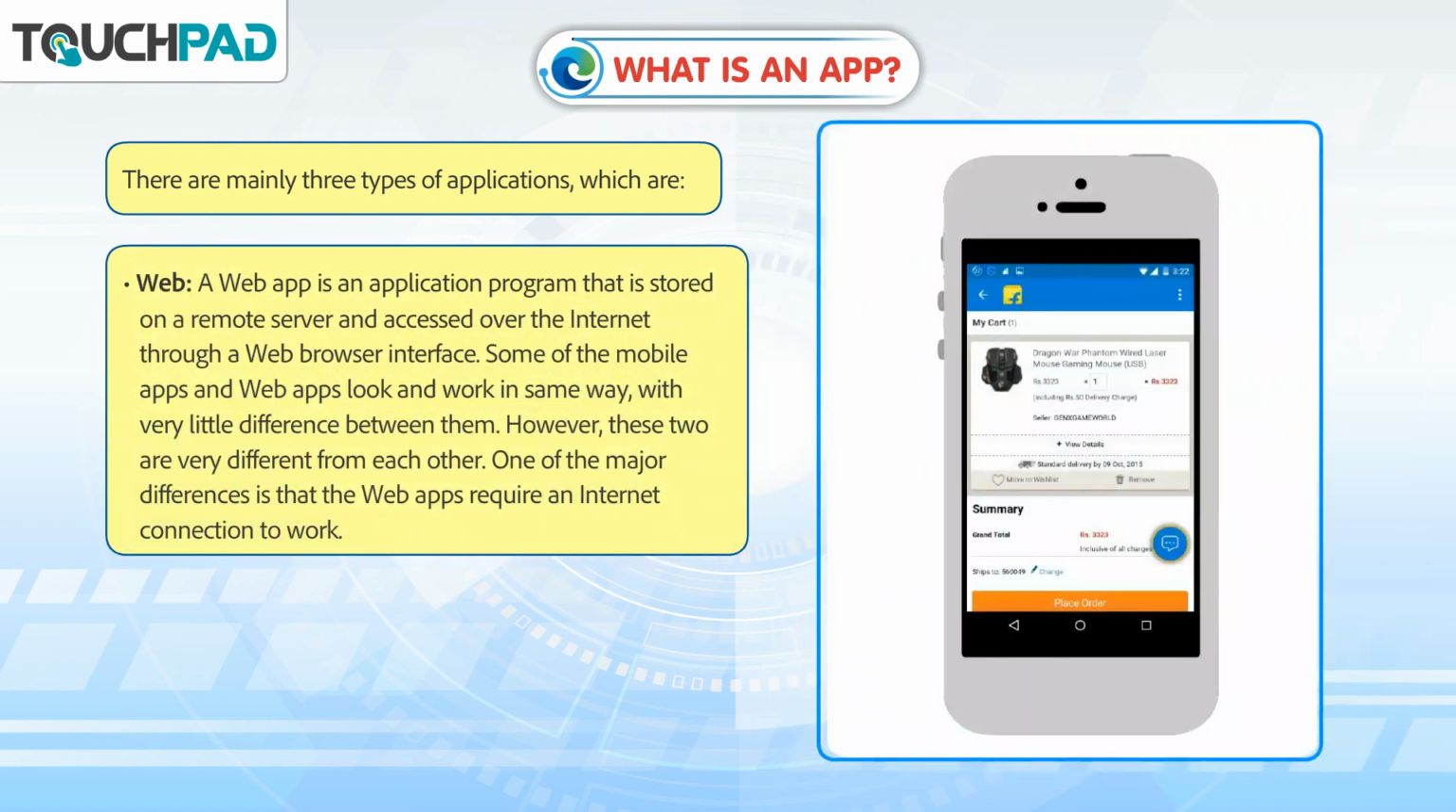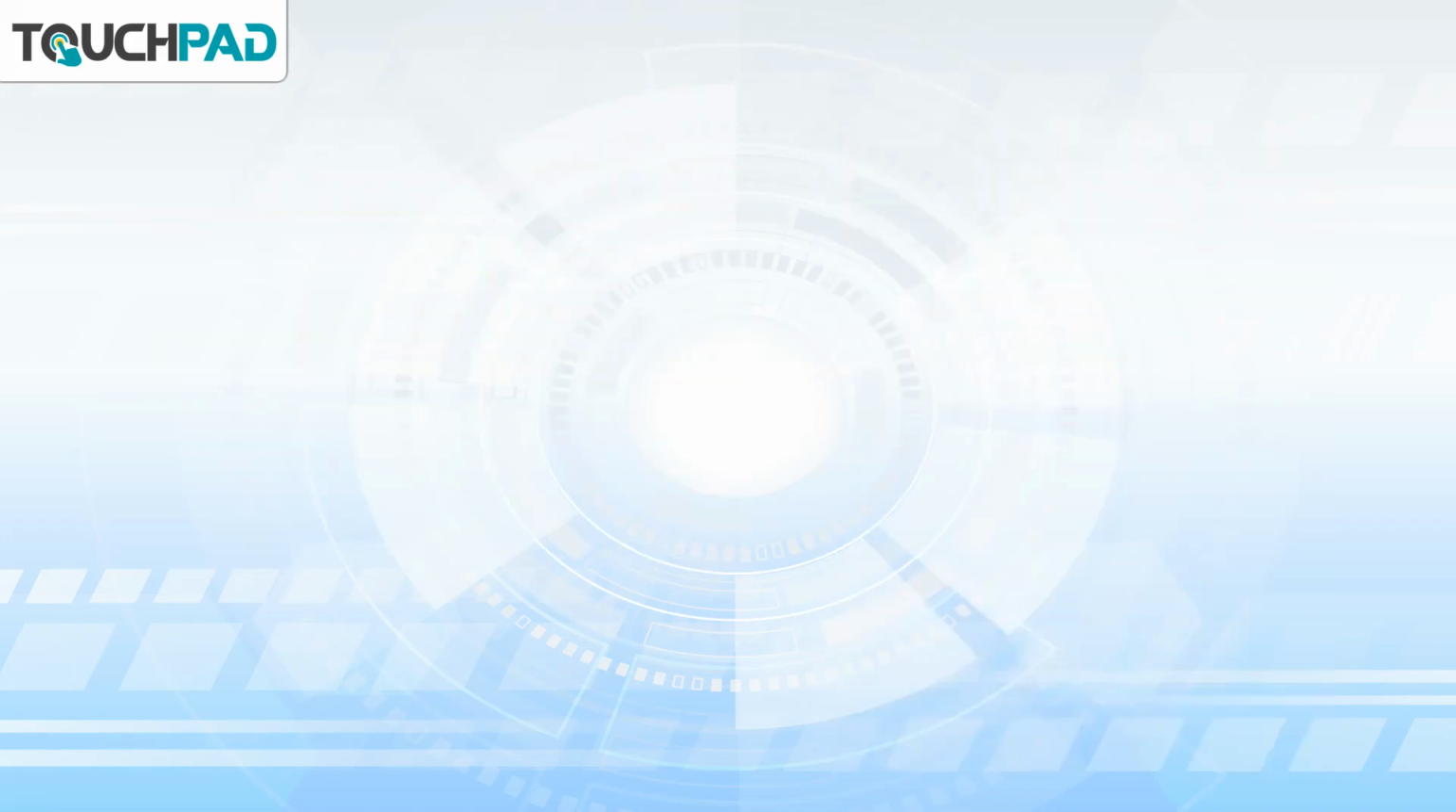Web. A web app is an application program that is stored on a remote server and accessed over the internet through a web browser interface. Some of the mobile apps and web apps look and work in the same way, with very little difference between them. However, these two are very different from each other. One of the major differences is that the web apps require an internet connection to work.